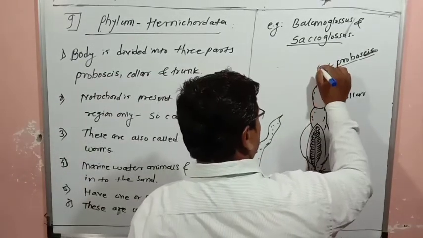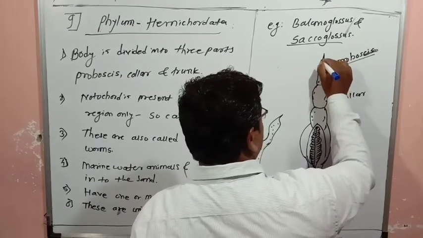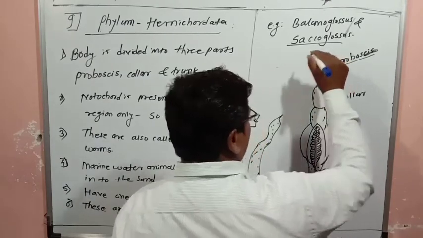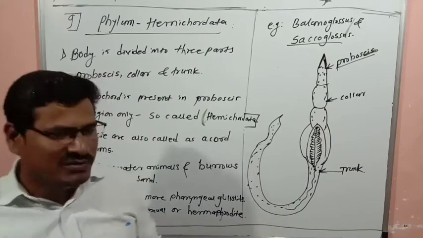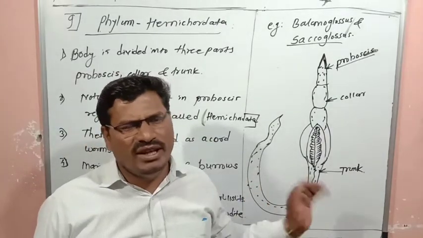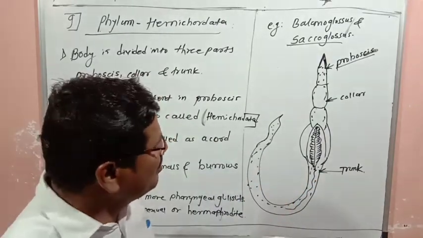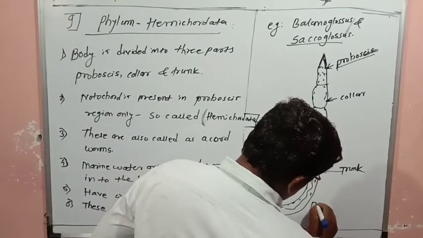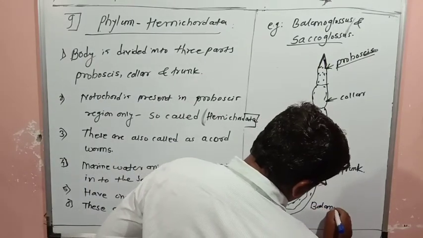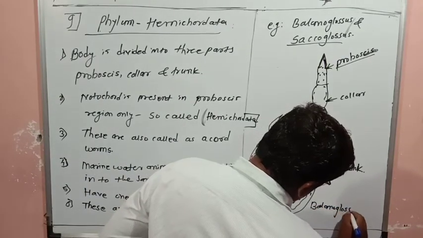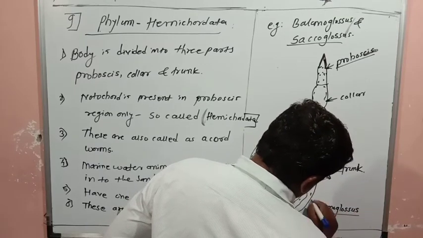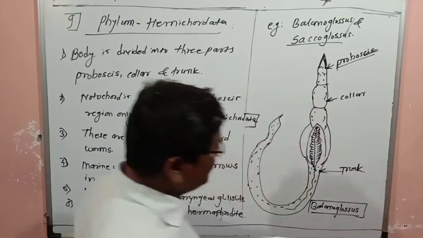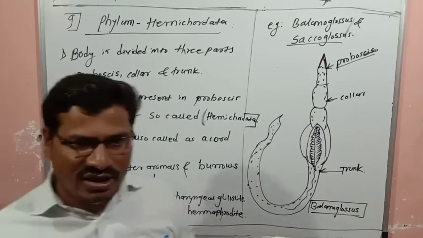This one you can also draw a little bit narrow at the end. Proboscis. So this one is the diagram of that particular balanoglossus. Its information we are going to study later on again.